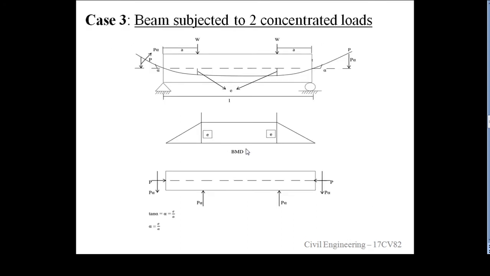Then case 3: a beam subjected to two concentrated loads at one-third points of the beam, W here and W here. A simply supported beam carries P alpha here. This is the angle alpha. This is a bent cable in the same fashion, not a parabola.